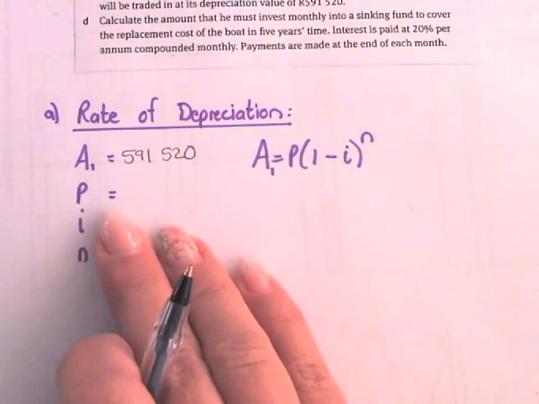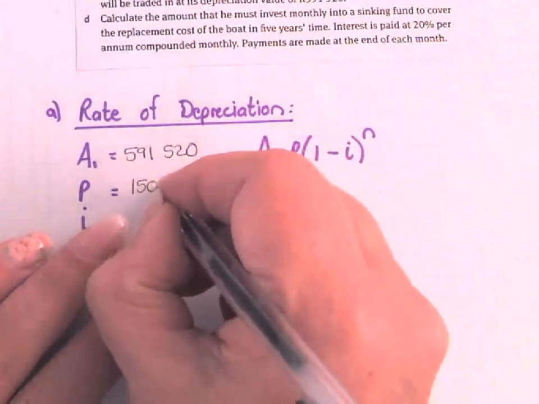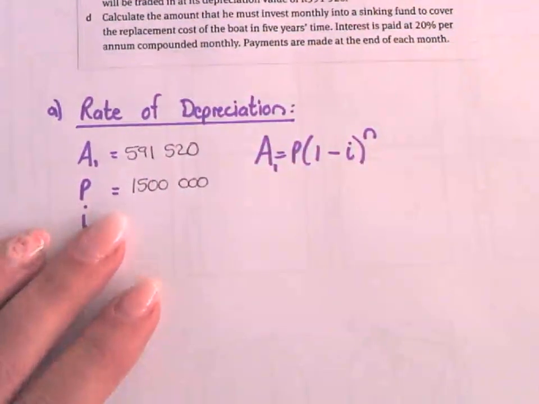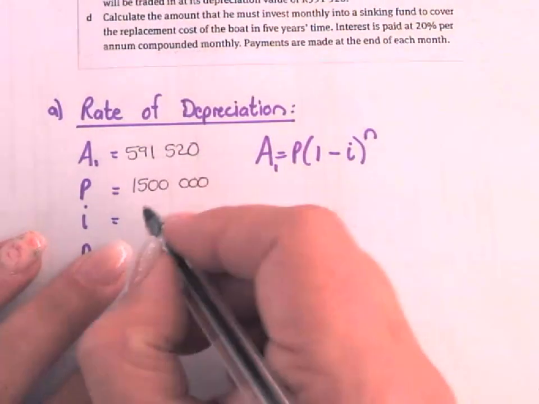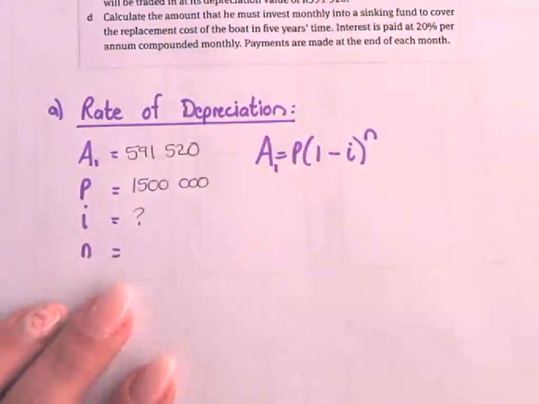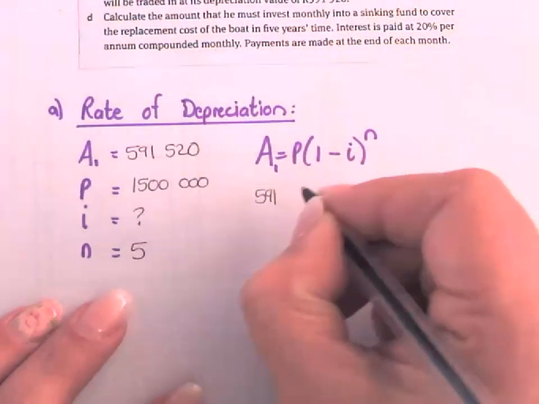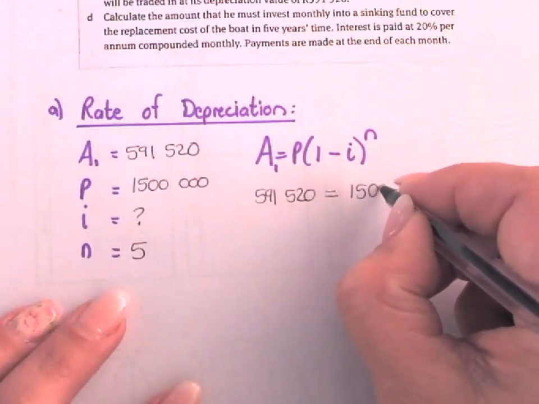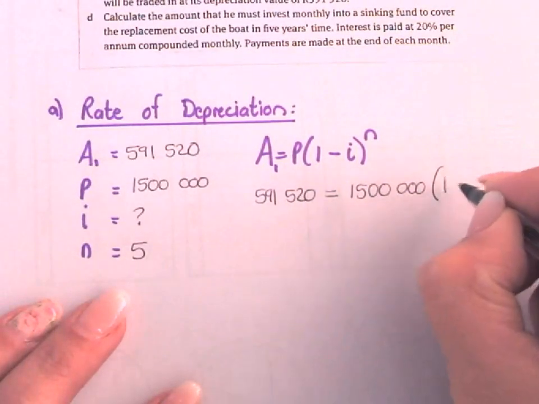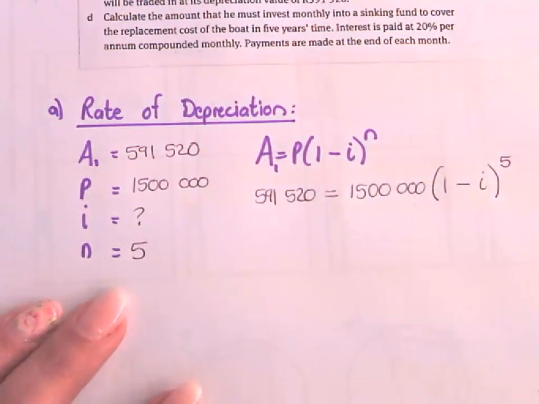The P value, the starting value of the boat, was 1.5 million, so 1.5 with 5 zeros. I is what we need to calculate. N is 5 years. Now you just substitute all the values. A is 591,520 equals 1.5 million times 1 minus I, where the I stays the I, and N equals 5.